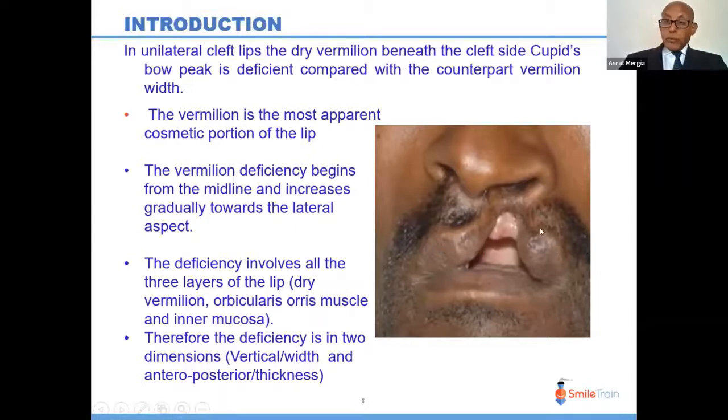When you do that, you have enough structure. Here in Millard, after the new Cupid's bow peak on this side is made, this is discarded. Instead of discarding, you have to use the structures on this side and insert them in here so that you have a symmetrical Vermilion below the peak of the Cupid's bow on both sides. This is basically what I'm going to discuss with you today.